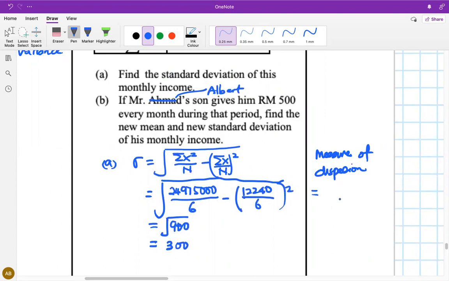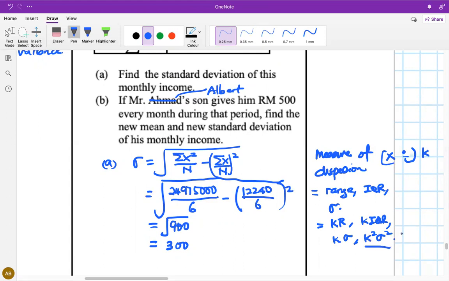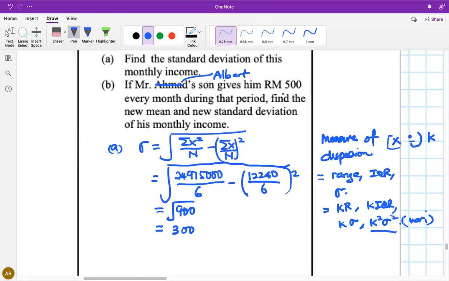I give you 5 seconds to think. What is that? 1, 2, 3, 4, 5. So it's range, IQR, and standard deviation, right? So for measure of dispersion, if you multiply or divide, it will be affected. If we divide by this, then our range will be K times R, this one is K times IQR, this one is K times standard deviation, and variance will be K squared, like this. So when you add 500 per month, it won't affect the measure of dispersion.